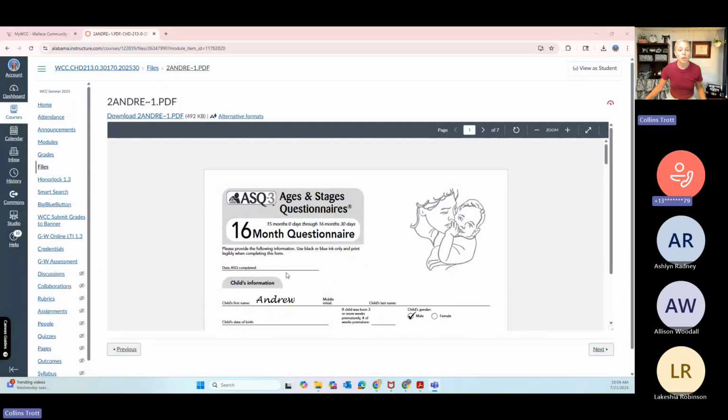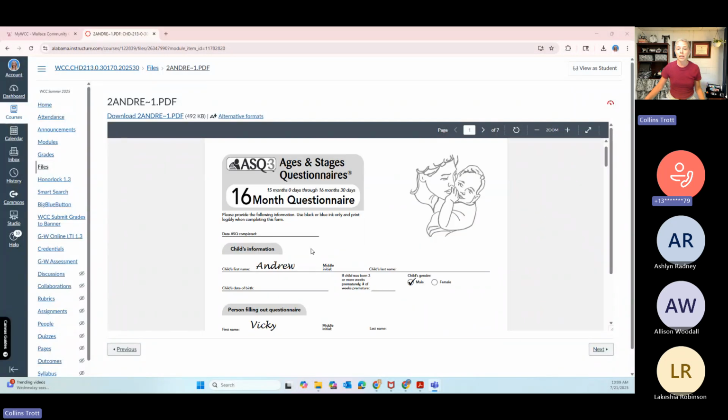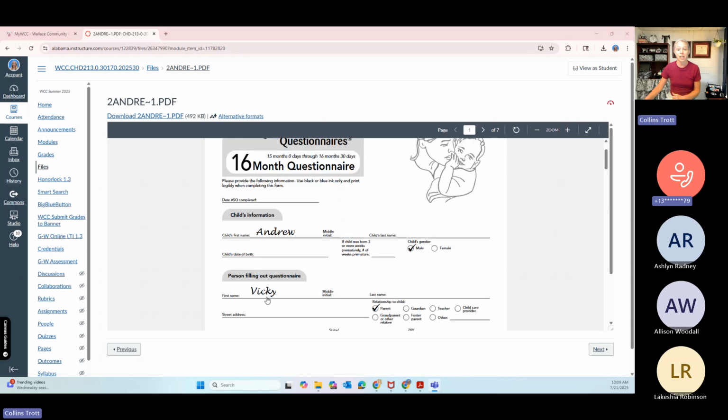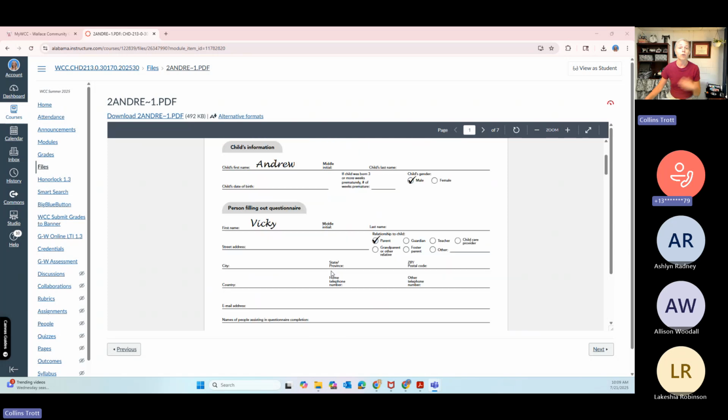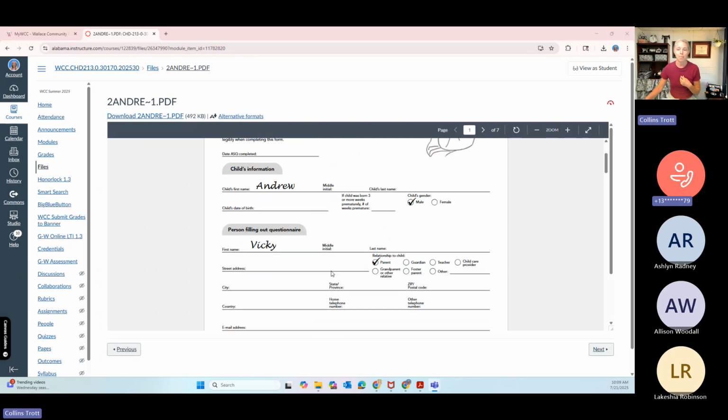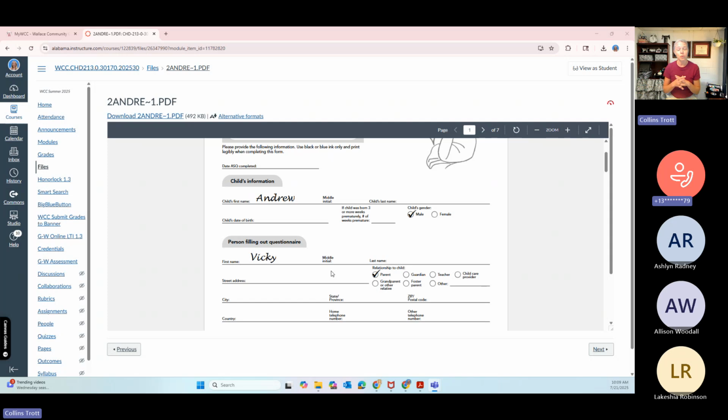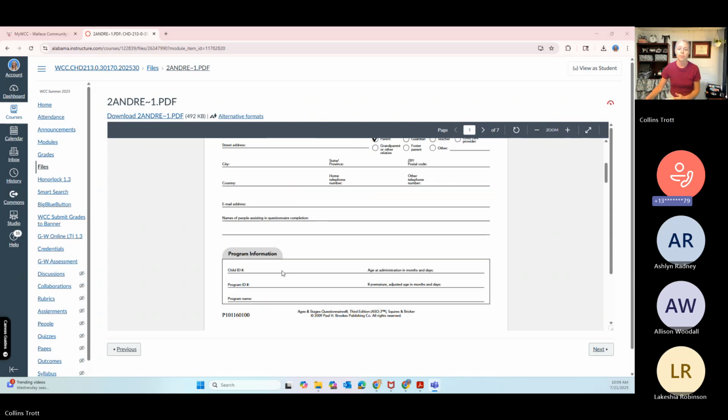Here. All right, so we're going to take a look at Andrew's. We're doing the 16th month questionnaire on Andrew. The parent, Vicky, went ahead and filled out this first page. If you are doing this with real people, like with your classes, once you're working in a child care facility, you obviously want to fill out all the information.